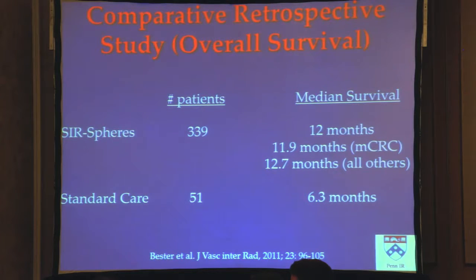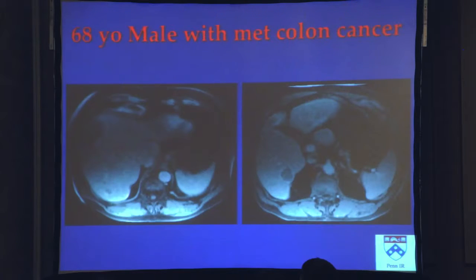Now, what we mean by standard care in these particular patients, these were patients who really were not responding to anything else. They had tried first, second, third line chemotherapy. Nothing else was really working. So this was an effort to try to improve their overall survival. This is an example of a 68-year-old male with metastatic colon cancer.